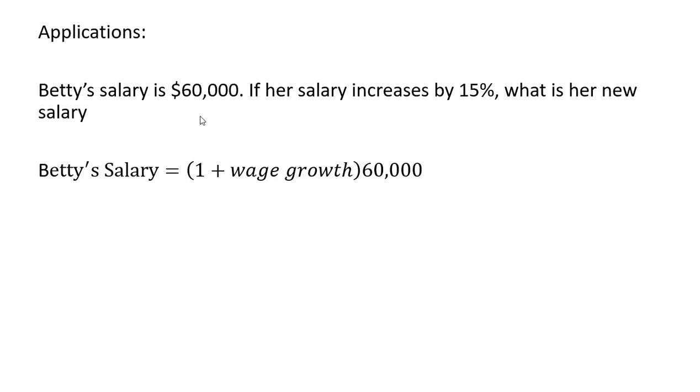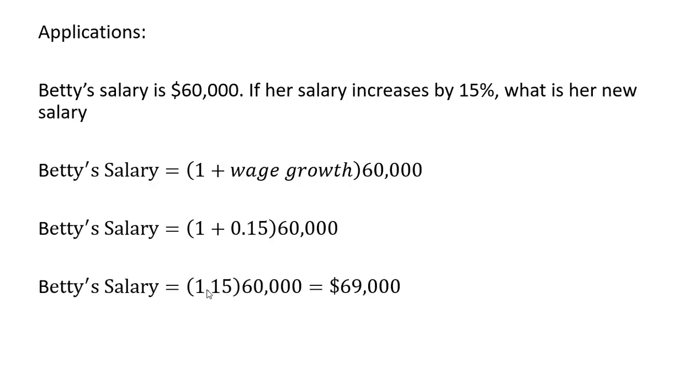Another example, Betty's salary is $60,000. If her salary increases by 15%, what is her new salary? So Betty's salary will equal 1 plus the wage growth rate times $60,000, her current salary. Wage growth rate is 15%, or 15 parts per 100, which is 0.15. Adding up what's in parentheses, 1.15 times 60,000, her new salary will be $69,000.